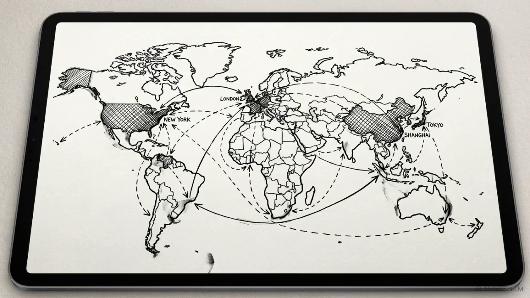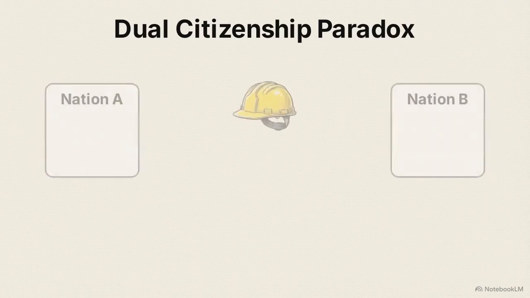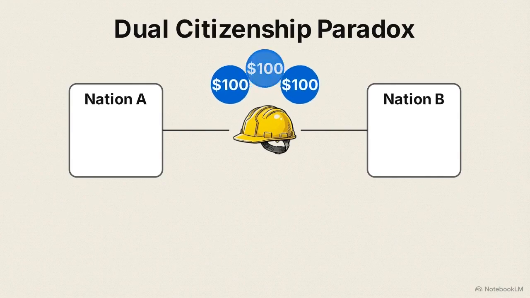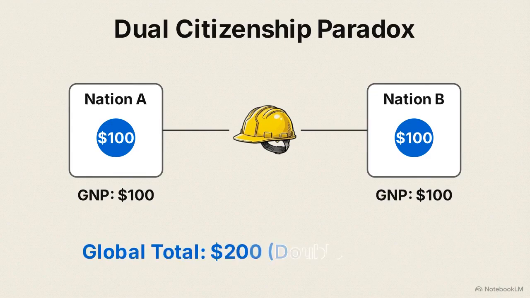The intuitive assumption is that gross national product, a metric explicitly tracking a nation's citizens globally, would be the superior way to compare a nation's global standing. The math proves otherwise. GNP suffers from a structural flaw known as the dual citizenship paradox. If an individual holds passports for two different countries and produces $100 of value, both nations legitimately claim that $100 in their GNP calculations. This causes massive global double counting.